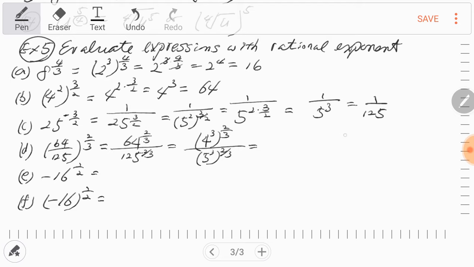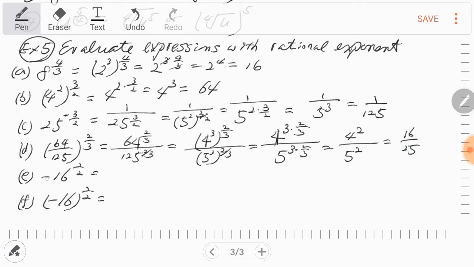And each numerator and denominator is a power to another power. So let's multiply the exponents. 3 times 2/3 over 5 to the 3 times 2/3. Then the 3 cancels out, so 4 squared. The denominator, 3 cancels out, 5 squared. So 4 squared is 16 over 25.